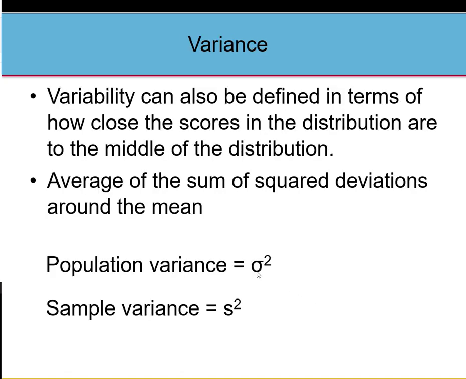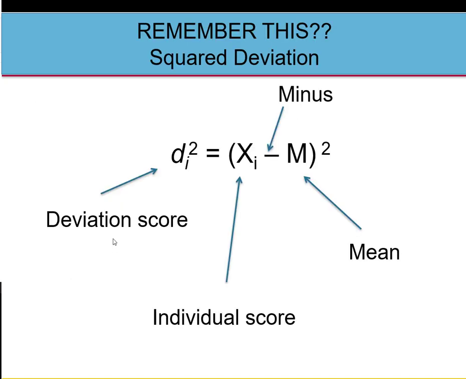So you've seen this before. This is a sigma squared, and the sample variance is an S squared. So the population parameter is written in the Greek letter, and the sample statistic is written in the Latin script. Variability can also be defined in terms of how close the scores in the distribution are to the middle of the distribution. So the average of the sum of squared deviations around the mean is called the variance. And I'll explain that as we move along.